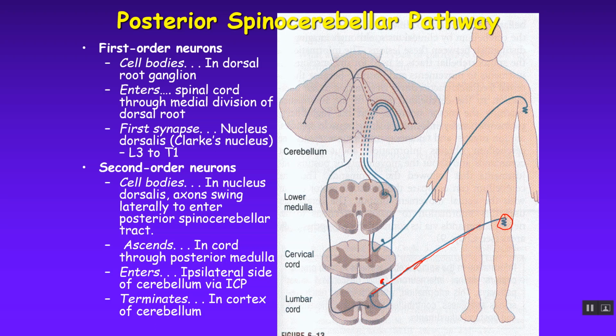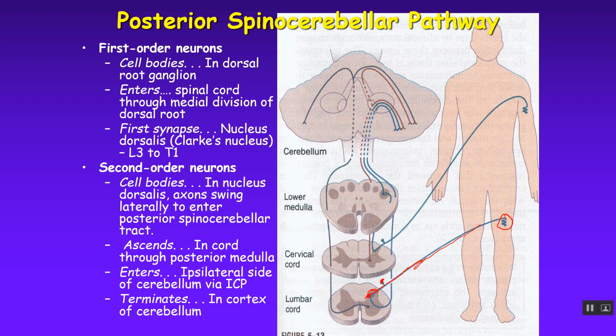It makes its first synapse in a region of the gray matter. This is that posterior horn. There's a little region that's more medial over here. It's a little differentiated in its cell makeup, and it's called the nucleus dorsalis, or Clark's nucleus, okay? And that Clark's nucleus is only from T1 to L3.